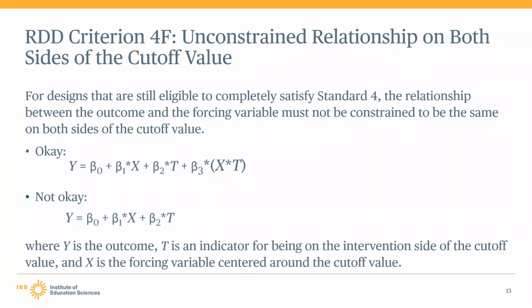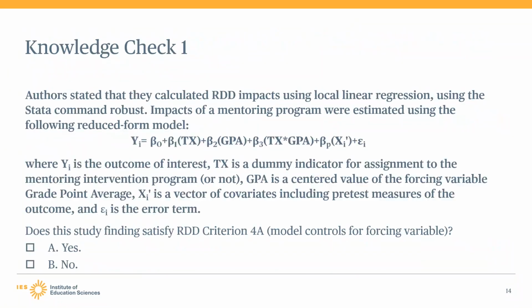The reason for this requirement is that the presence of an intervention is typically expected to change the relationship between the forcing variable and the outcome. So best practice is to allow the relationship between the forcing variable and the outcome to be different for the intervention and comparison groups. Time for your first knowledge check in this module.